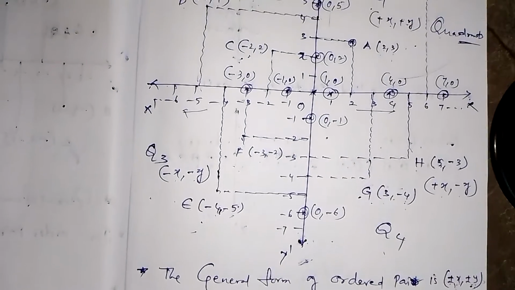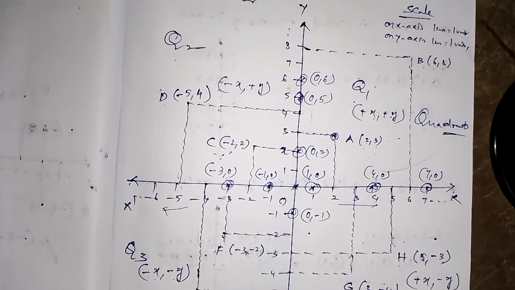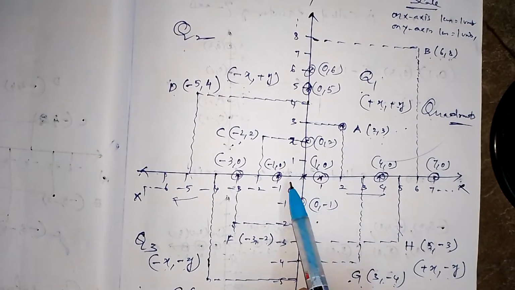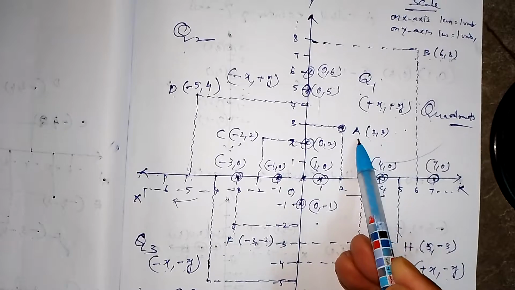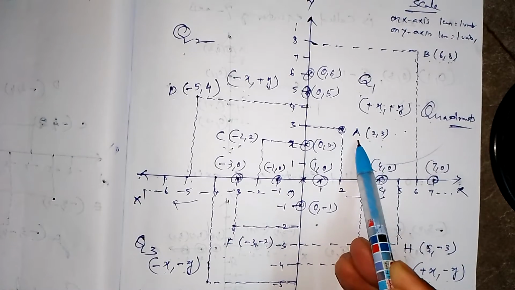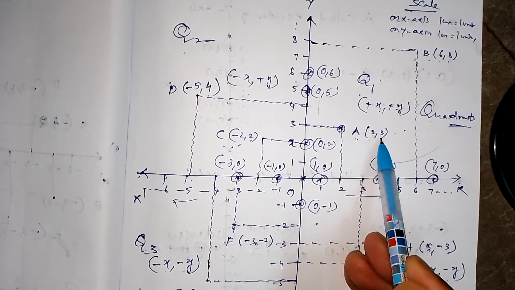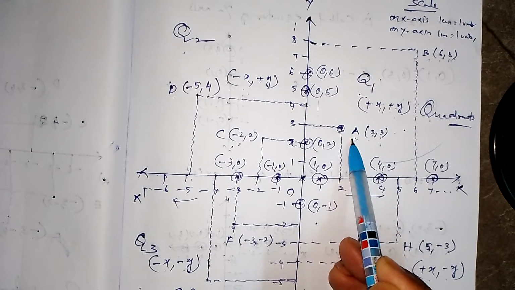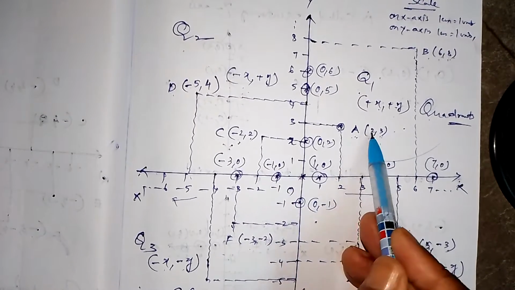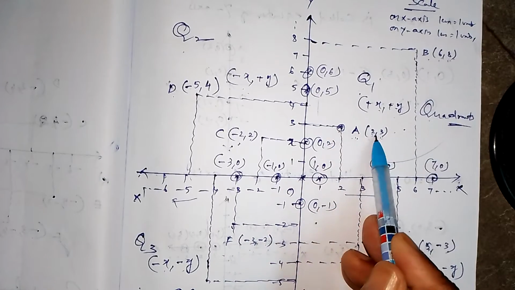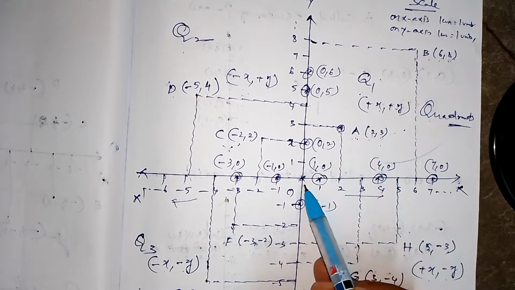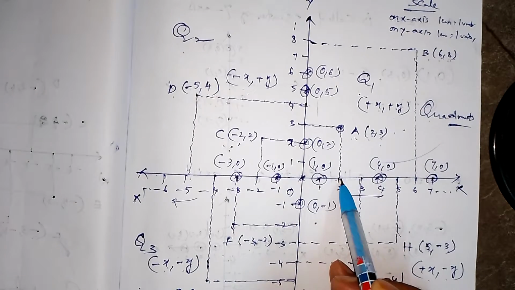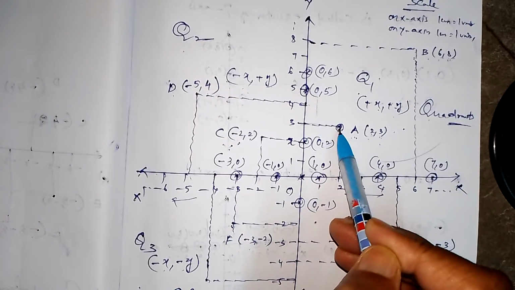Now in this Cartesian plane, I will show how to locate a point. When I take a point here in quadrant 1, it is denoted as (2, 3). The point (2, 3) is denoted by point A. The x value is 2 and the y coordinate value is 3. That means the distance is 2 units from the y-axis and 3 units from the x-axis.